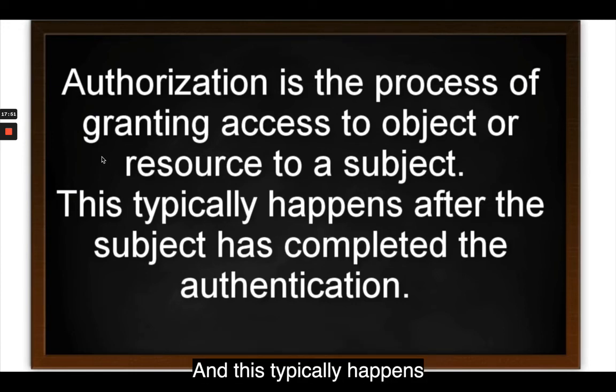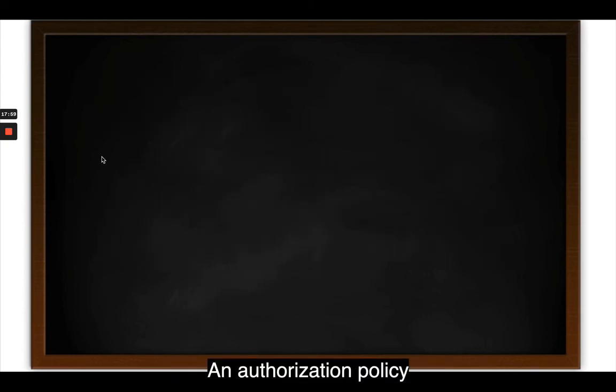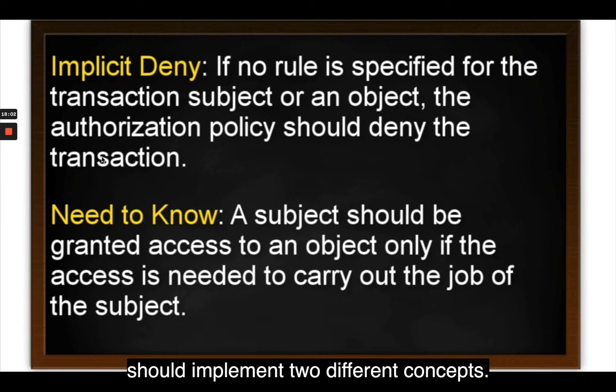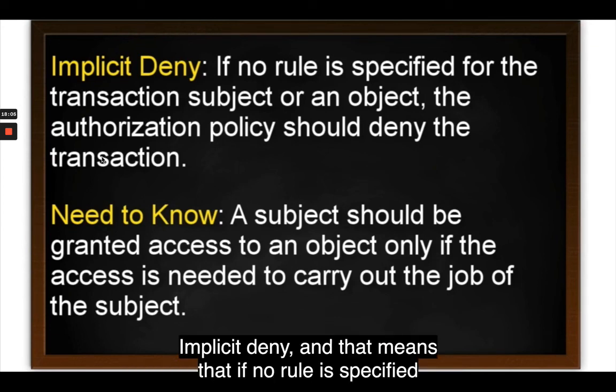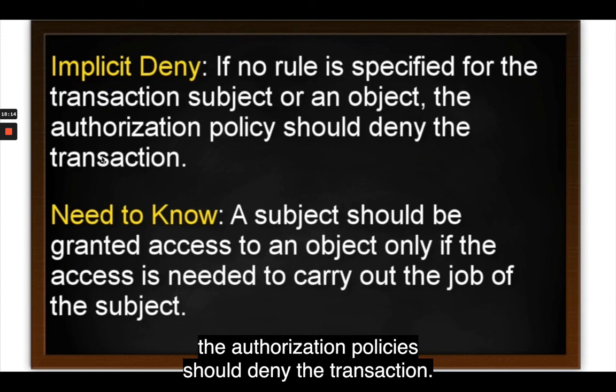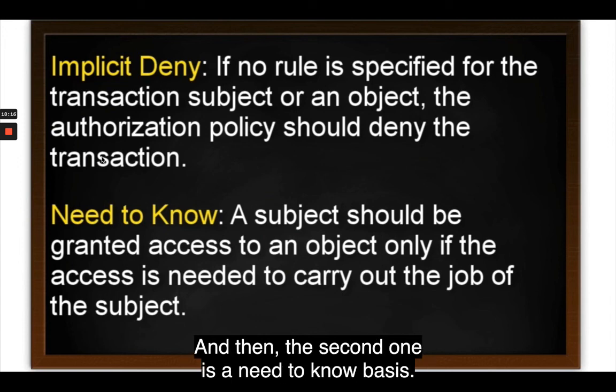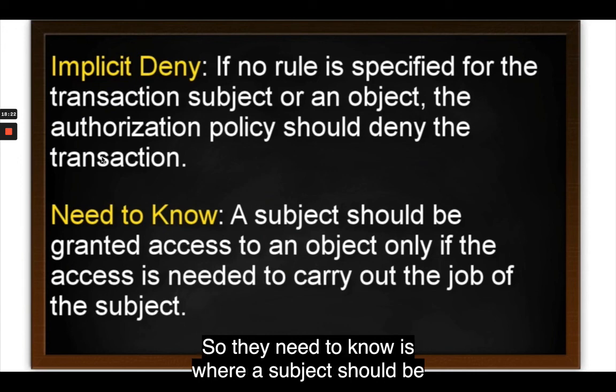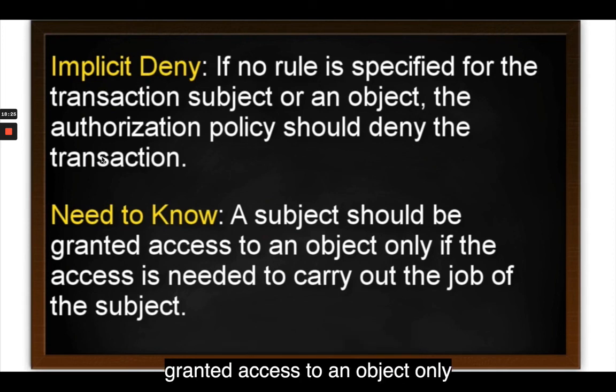Now, authorization is the process of granting access to objects or a resource to a specific subject, and this typically happens after the subject has completed the authentication process. An authorization policy should implement two different concepts: implicit deny, which means that if no rule is specified for the transaction subject or for an object, the authorization policy should deny the transaction. And then the second one is need-to-know, where a subject should be granted access to an object only if the access is needed to carry out the job of that subject or user.